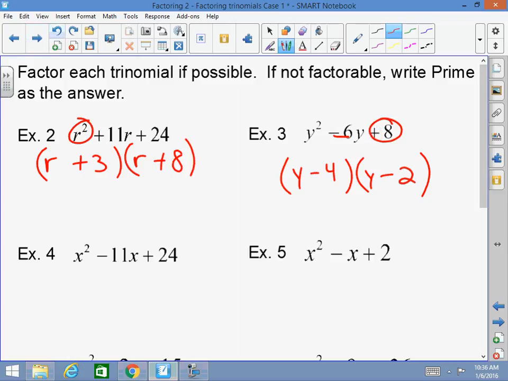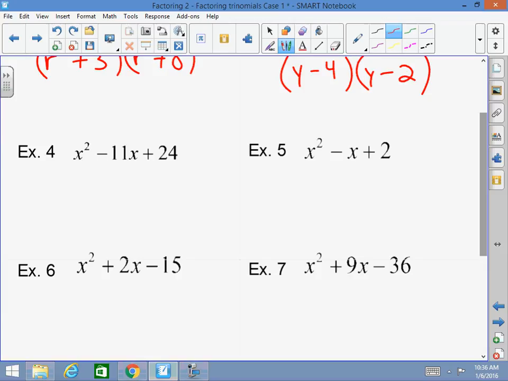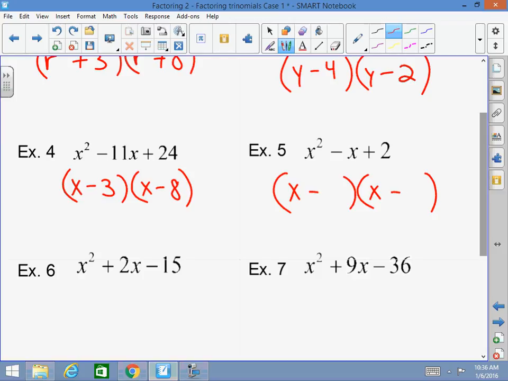Okay. Next. This is going to be a negative and a negative again. What times what is positive 24, but when added together it's negative 11. That's right, negative 3 and negative 8. Very good, my brother. Excellent, son. Number 5. Again, a negative and a negative. What times what is 2, but when added together is 1. Negative 1.